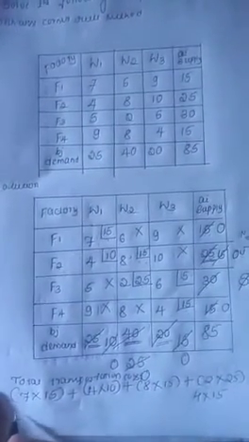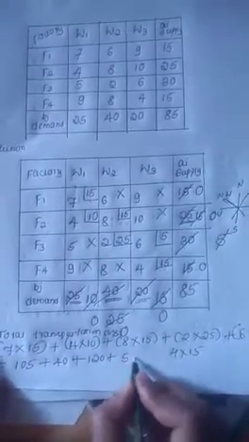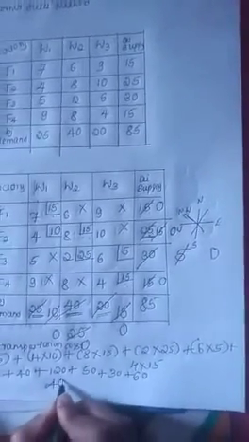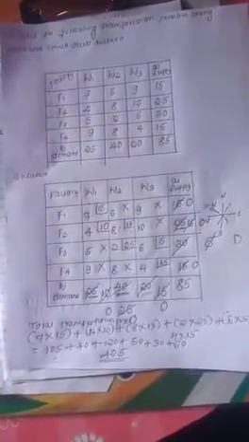7 into 15 equals 105, 4 into 10 is 40, 8 into 15 is 120, 2 into 25 is 50, 6 into 5 is 30, and 4 into 15 is 60. The total transportation cost is 405. So that is all about the calculation of total transportation cost using the northwest corner rule method.